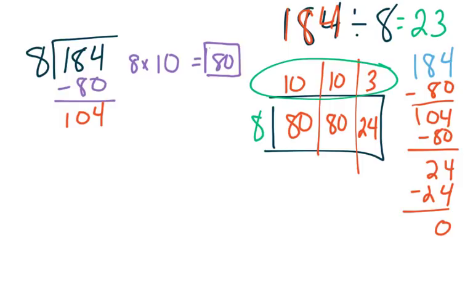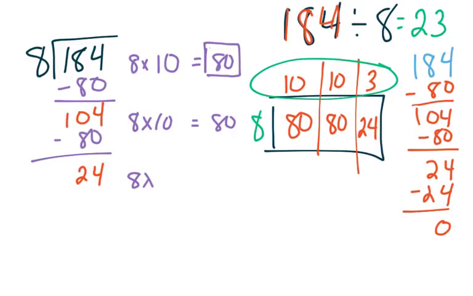Now I'm going to put another multiplication problem next to it. Again, I'm going to do 8 times 10 because I know that's going to get me 80 again. And I'm going to subtract 80 from my whole. When I do that, I'm left with 24. Now I'm going to go ahead and multiply my 8 times 3 because that's going to give me 24. And I'm going to subtract my 24 here, and I'm left with 0.